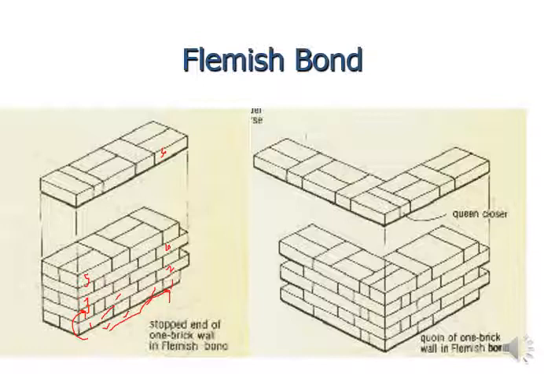Stretcher, header, stretcher, and so on, header, stretcher, header, then stretcher, then header. So stretcher, header, stretcher, header. So alternatively you are going to place your header and stretchers in one course. Okay, and then in the consecutive course the same pattern is repeated. Header, stretcher, header, stretcher, header, stretcher. So how you can define that: in a Flemish bond header and stretchers are laid alternatively in the same course.